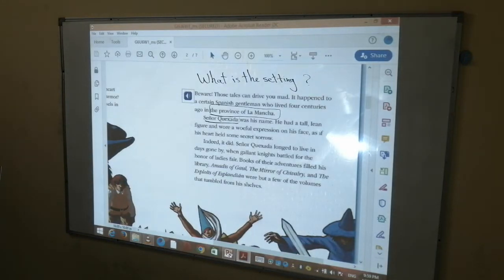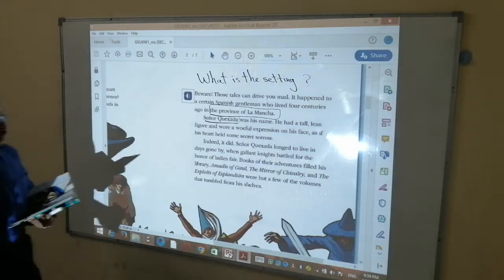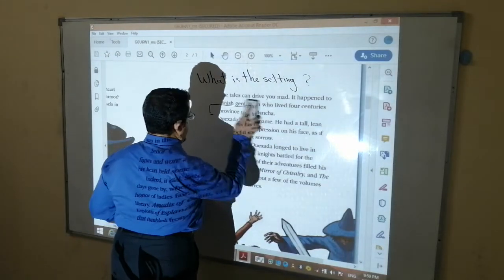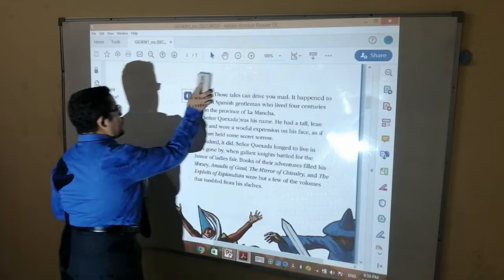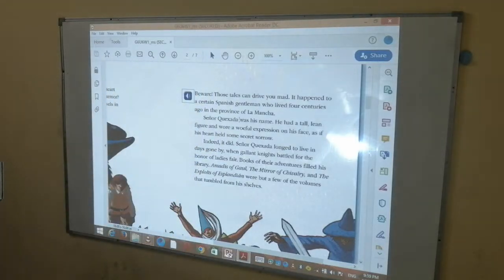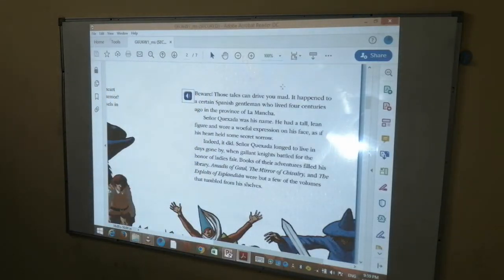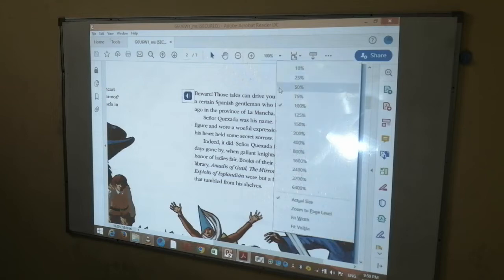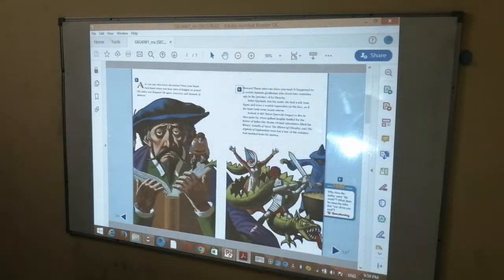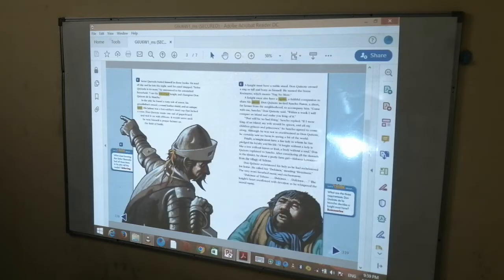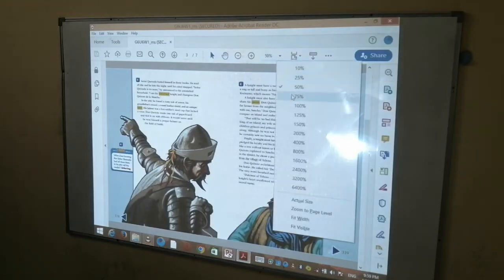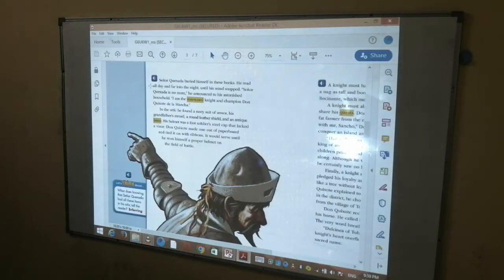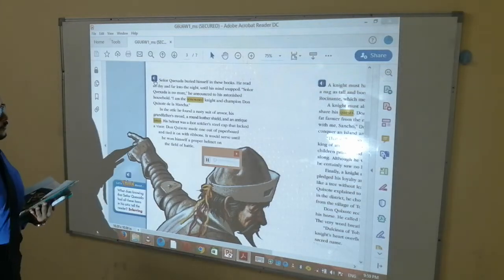So as we said, what is the theme of the story? The province of La Mancha. Let's move together to the next paragraph. Let's listen.